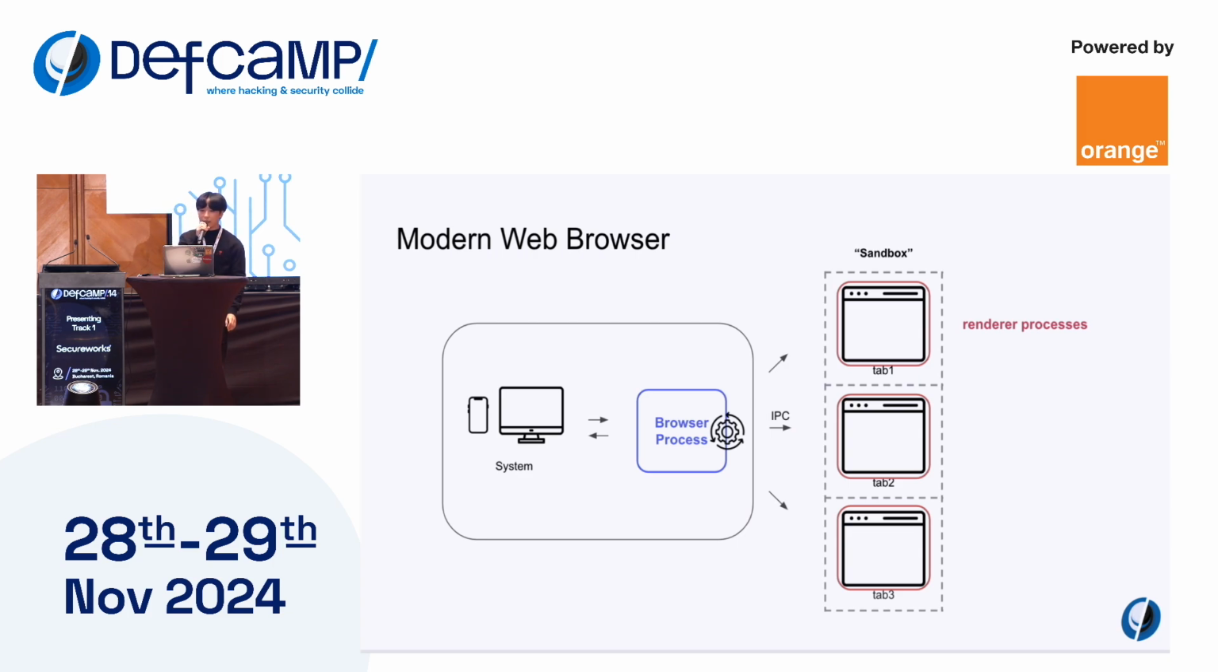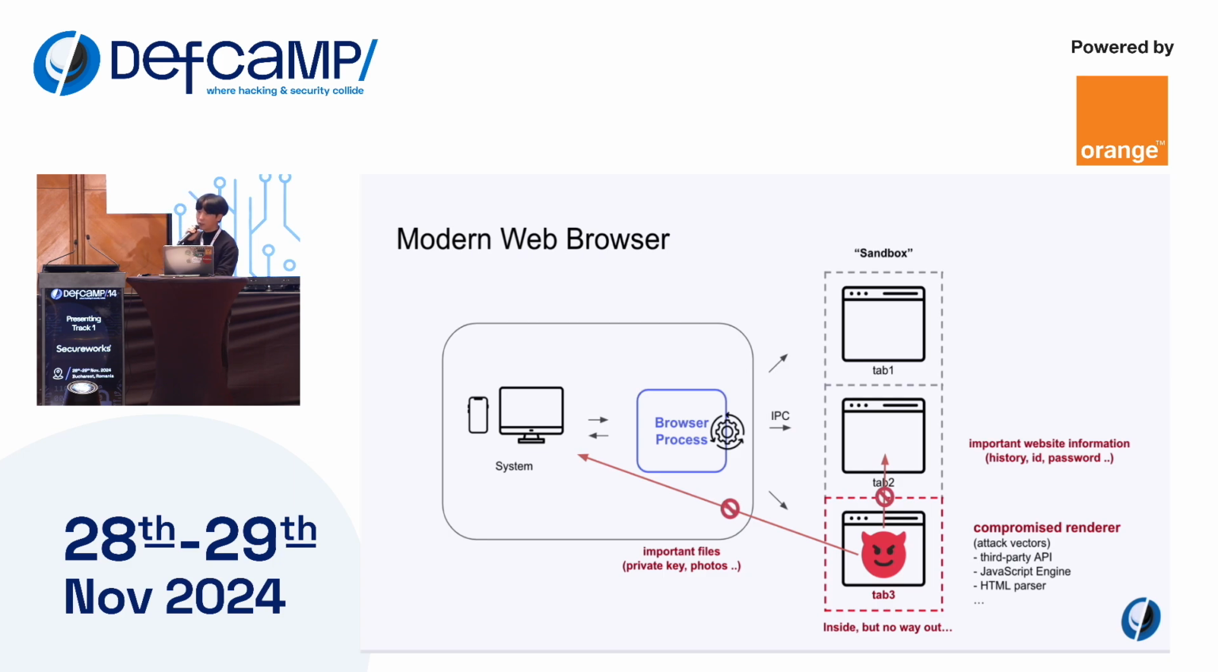By limiting its system calls and giving low permissions to each process, they protect against this kind of attack. So you can see that only the browser process has direct access to the system and other tabs.